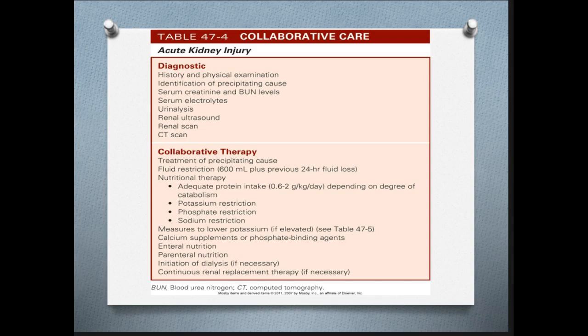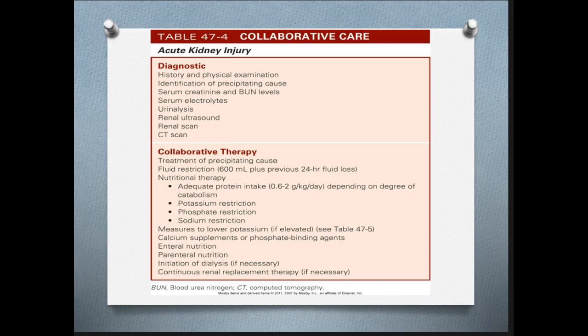The CT scan can also be used, or an MRI can be done to evaluate kidney size and also, again, to identify any obstructions. Biopsies can be used, but this is done to differentiate between an acute kidney injury and chronic renal failure for your patient. Our collaborative treatments, again, we are looking to eliminate the precipitating cause and to intervene.